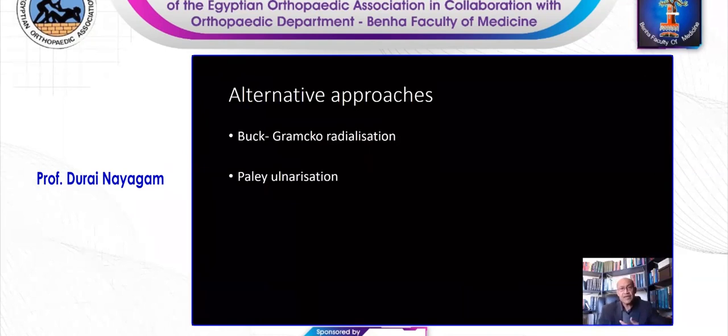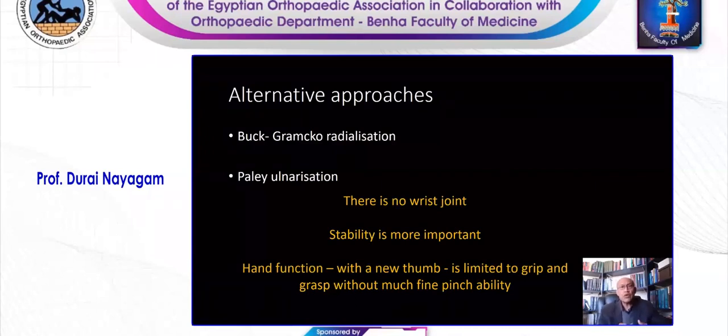There are alternatives. There are open procedures described by Gramcko and by Paley, but we have chosen to use this technique and this plan simply because there is no real wrist joint. Even though these other techniques create some modicum of movement, there is no true wrist joint because there is no synovial joint formed, as there was no radius in the first place. We feel that stability is more important than actual movement, however small, and that hand function with a new thumb is really limited to only grip and grasp, because many of these children do not achieve fine pinch ability.